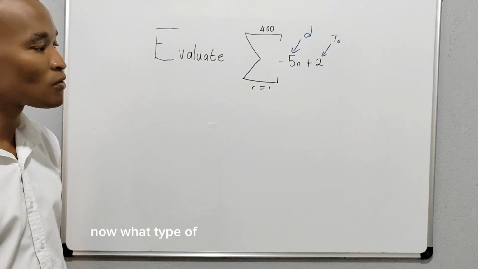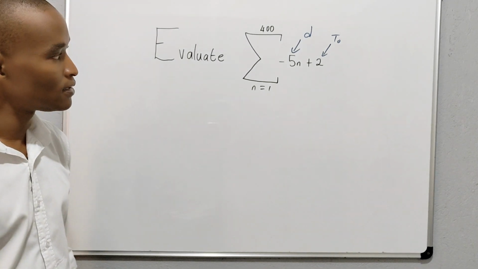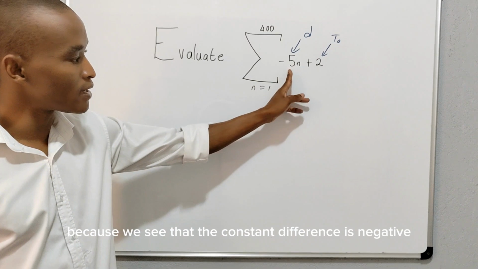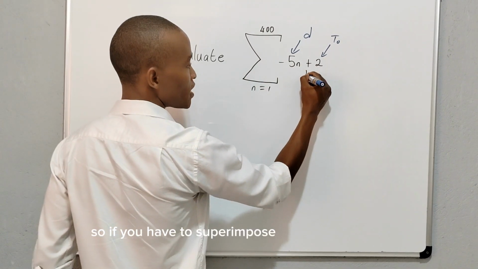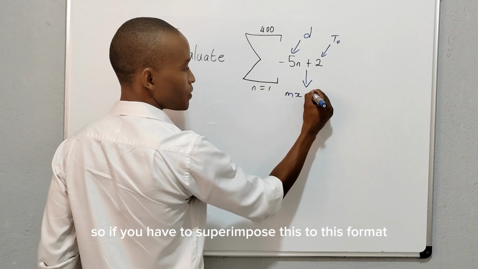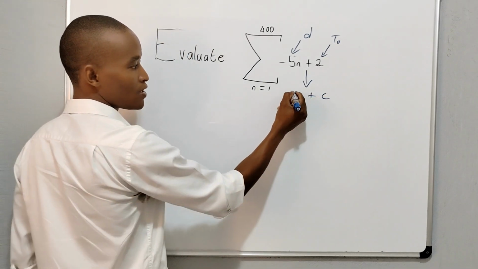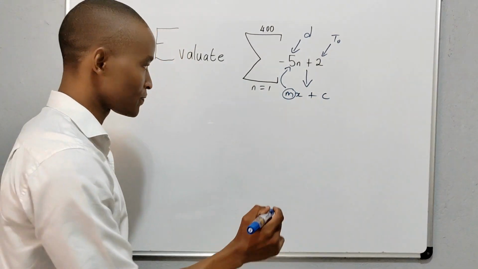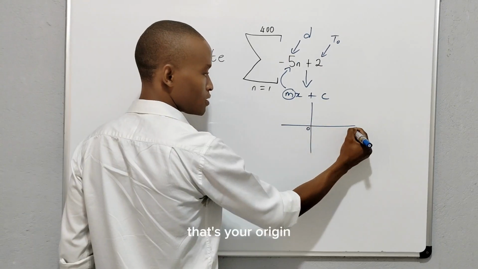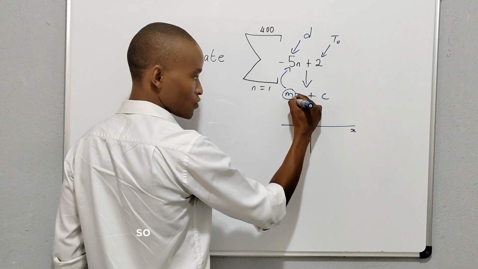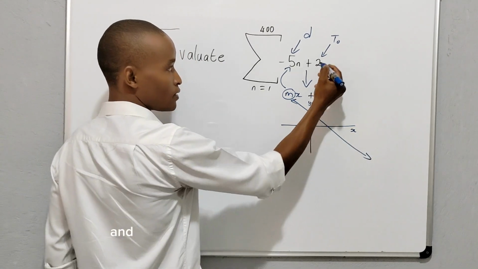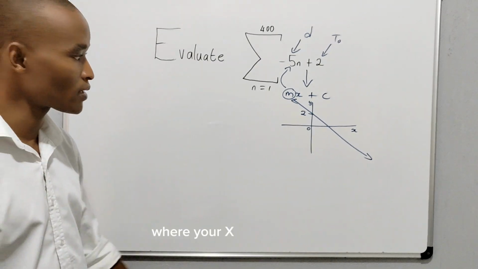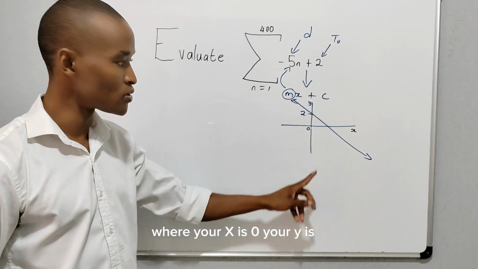Now, what type of an arithmetic series is this one? It's a decreasing arithmetic series because we see that the constant difference is negative. Okay, so if you superimpose this on the format y equals mx plus c, your gradient is negative. So it's a decreasing function. So let us sketch it. That's the origin, that's your x-axis, that's the y-axis. So it will be a decreasing function, okay? And that number 2 will be your y-intercept, where your x is 0, your y is 2.